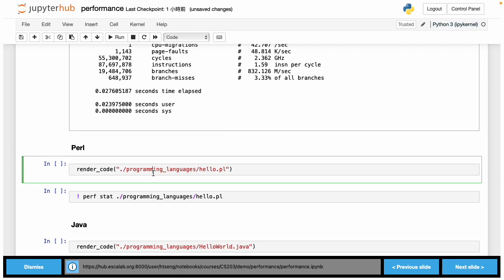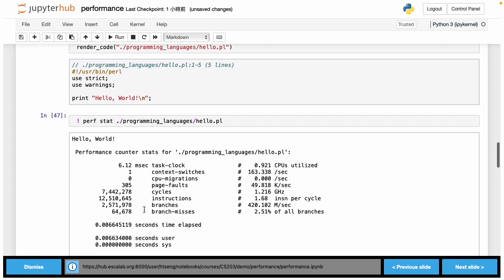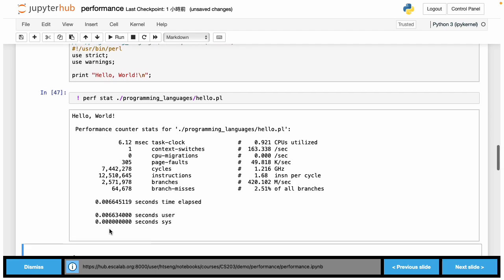Now the most beautiful language, Perl, and it takes four lines of code. First of all, tell the system we are using Perl, use strict, use warnings, and again, print hello world. And how many instructions? Okay, 12 million instructions, right? A lot more manageable, and it's 0.006 seconds. Two decades ago, the language was actually more efficient.